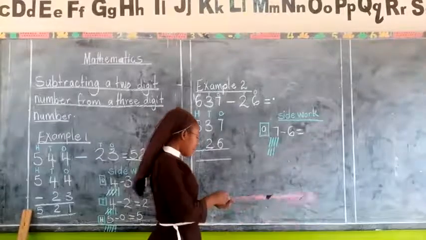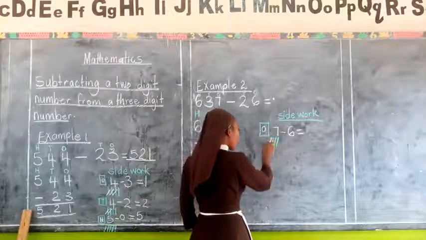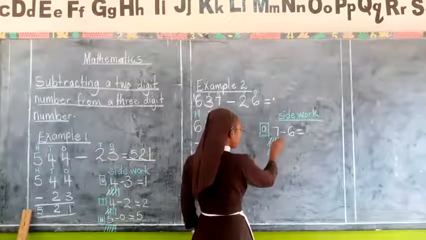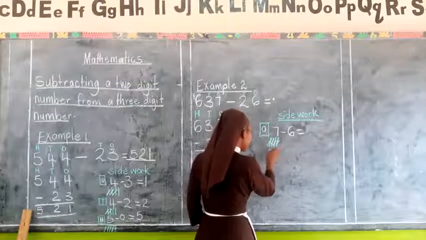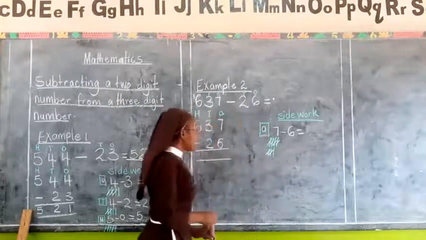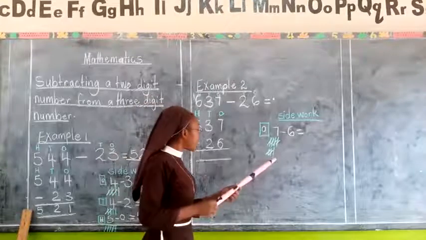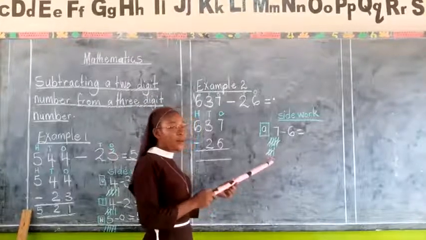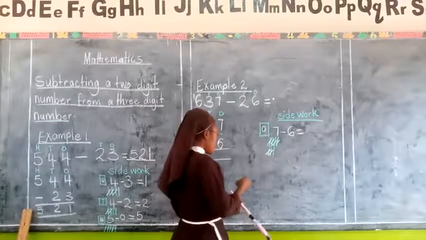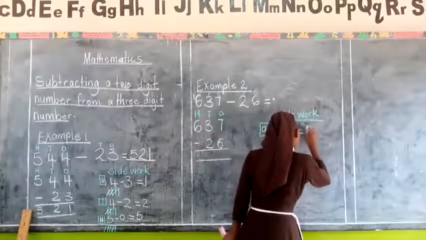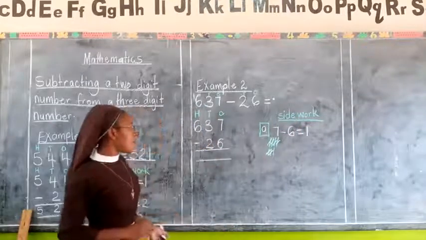So I will count off the 6. Let's count together. 1, 2, 3, 4, 5, 6. And let us count. How many are we remaining with? Everybody first count. How many are we remaining with? We are remaining with 1. Has everybody got 1? 1 is the correct answer. 7 take away 6, we shall get our answer as 1.